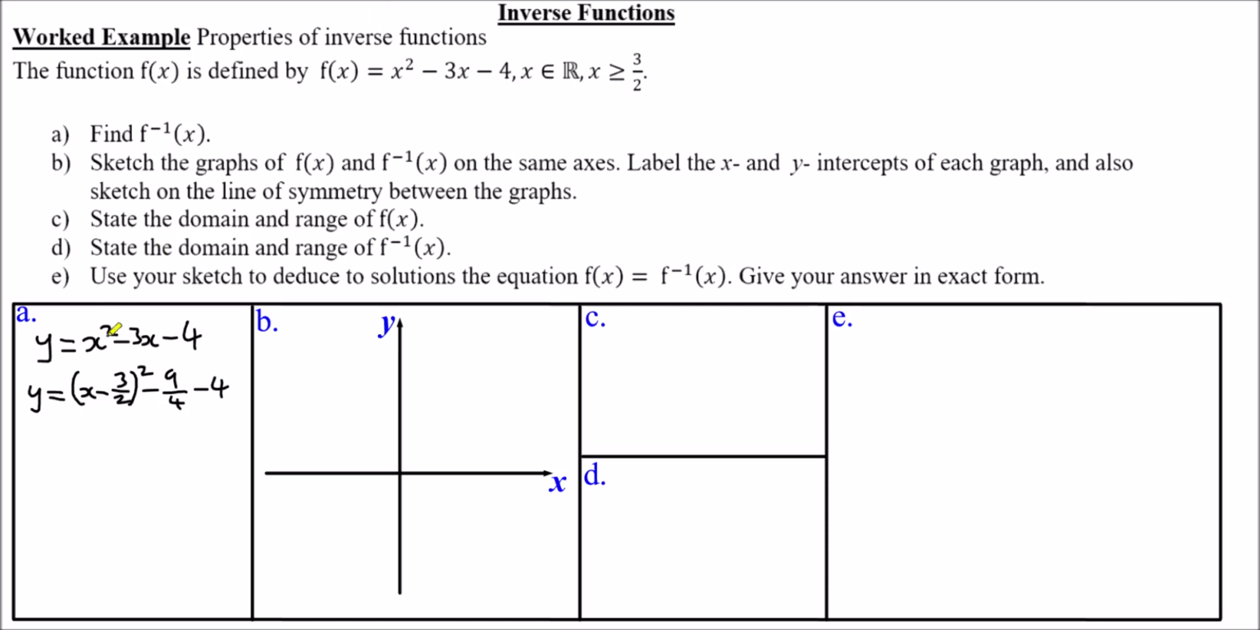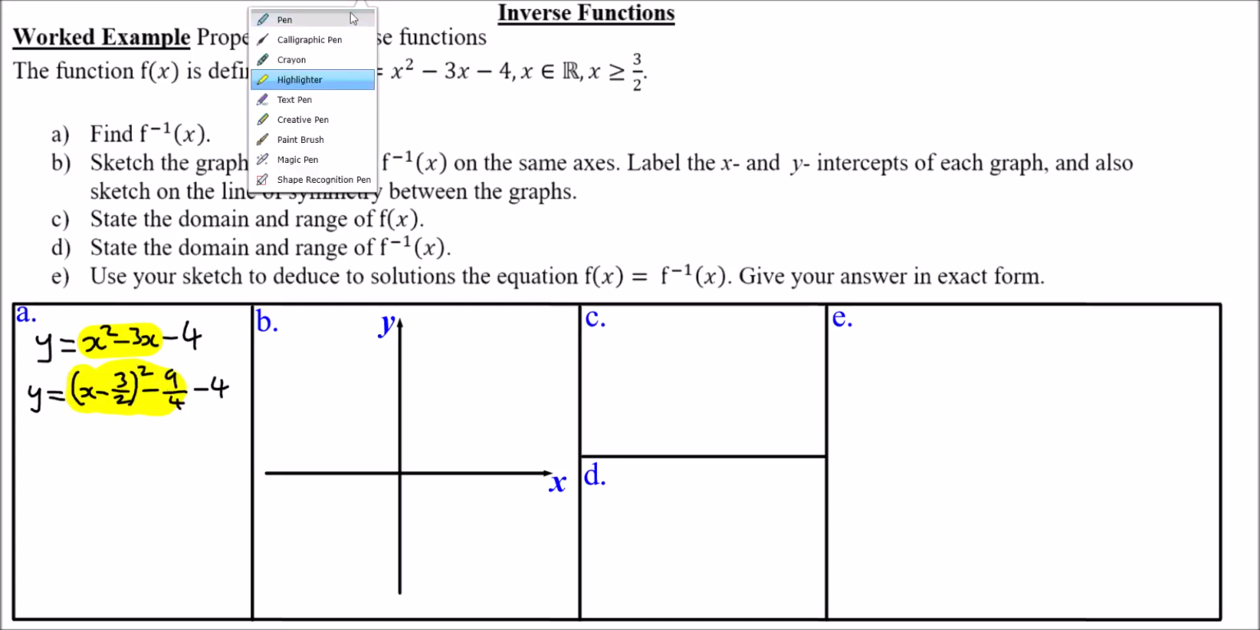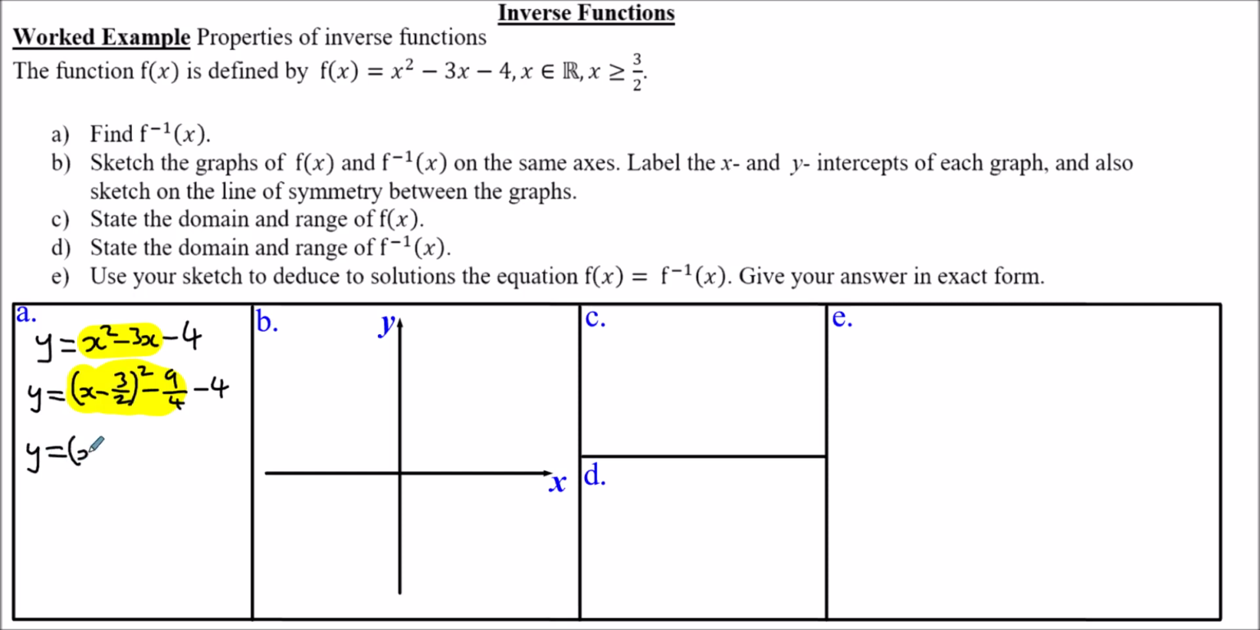So all I've done at this stage is I've taken the x squared minus 3x and completed the square on that bit of it, like so. So that now simplifies to y equals (x minus 3 over 2) squared, and minus 9 quarters minus 4 is the same as minus 25 over 4. Now that it's in this form, we can now reverse it to find the inverse.